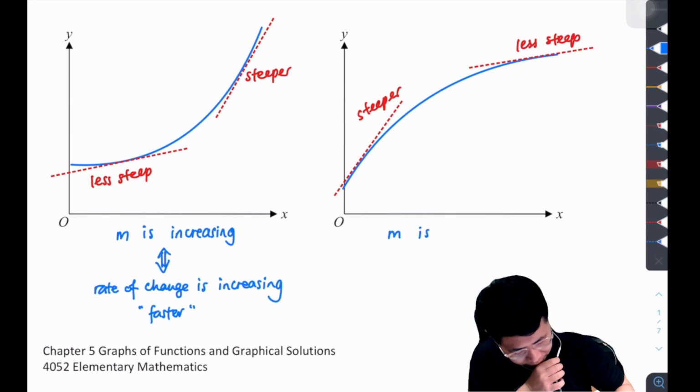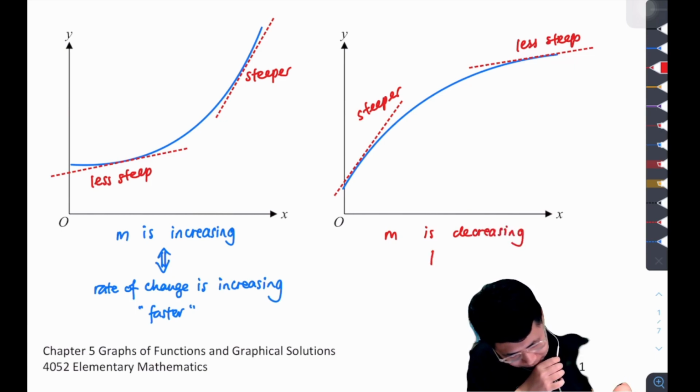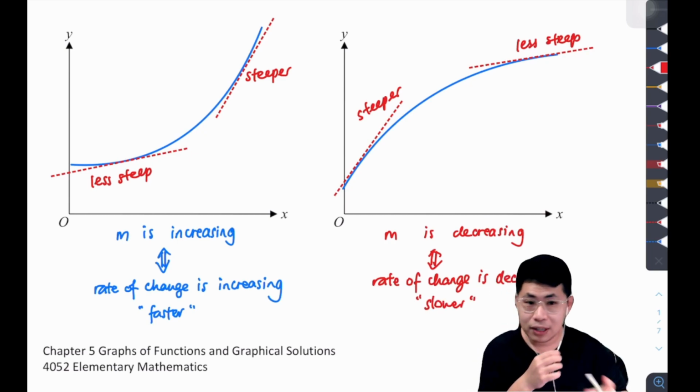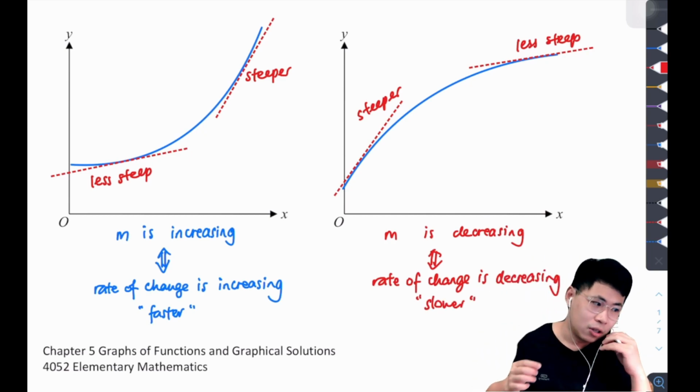So when the gradient is decreasing, let me write in red so that you can see the contrast. The gradient is decreasing, so this means that the rate of change is also decreasing. So what this means is it will go a bit slower. The change is going to happen a bit slower over here.